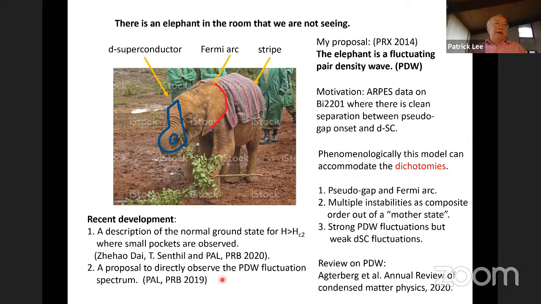Okay. And there's a paper by Terhal Dai that I think recently came out in Phys Rev B. And finally, I want to discuss a proposal that I made a couple of years ago, an experiment that I believe can directly test whether these pair density wave fluctuations exist or not. It's a very direct probe, so we should be able to answer this question once and for all.